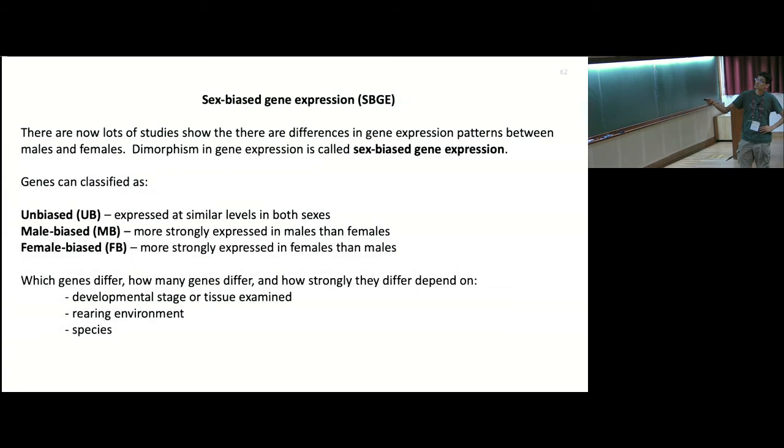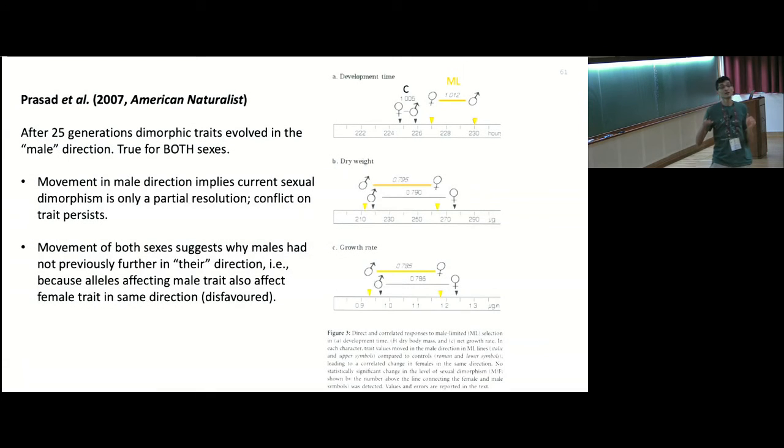This sexual dimorphism in gene expression is also known as sex-biased gene expression. People like to classify genes as being unbiased, meaning expression levels are similar between the sexes, or male-biased, meaning a gene is expressed at a higher level in males than females, or female-biased, meaning the reverse. One of the nice things about gene expression is that you can view the expression of all the genes across the genome as many thousand phenotypes, many thousand traits. So in principle, you can do this kind of thing at the expression level.